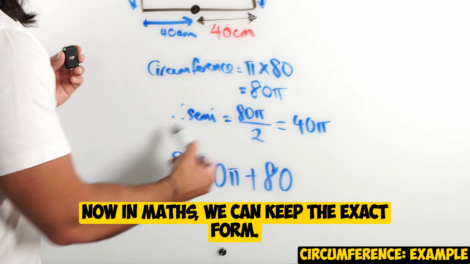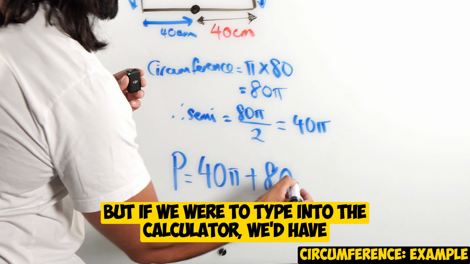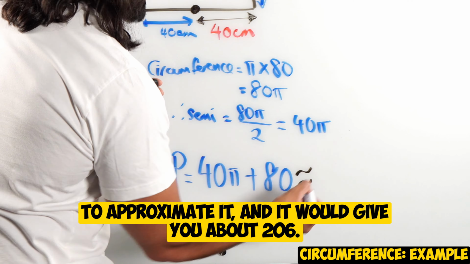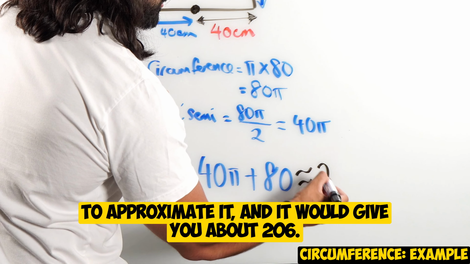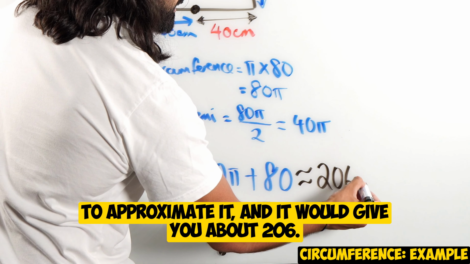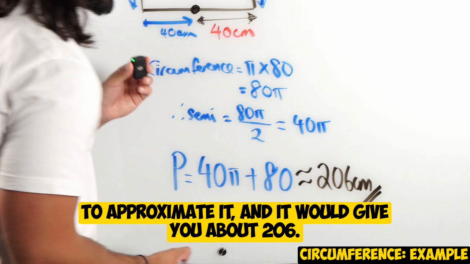Now in maths, we can keep the exact form, but if we were to type into the calculator, we would have to approximate it, and it would give you about 206 centimeters to the nearest whole number.